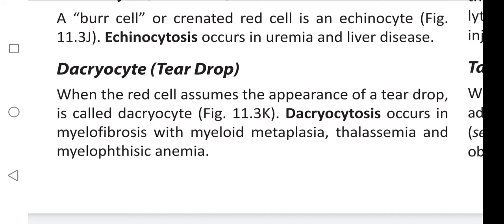When the red cell assumes the appearance of a teardrop, it is called a dacryocyte. Dacryocytosis occurs in conditions like myelofibrosis with myeloid metaplasia, thalassemia and myelophthisic anemia.